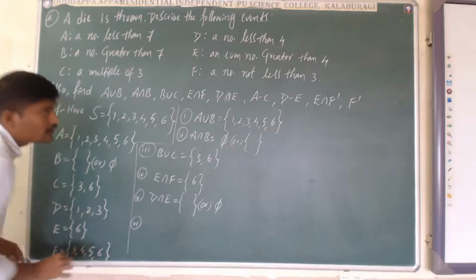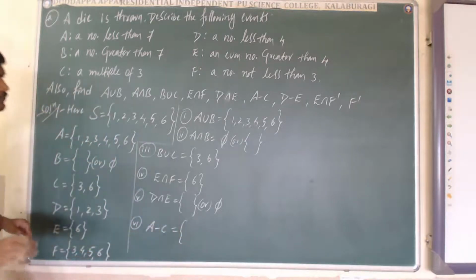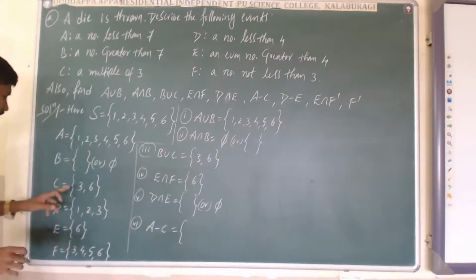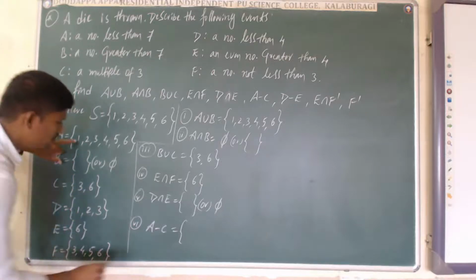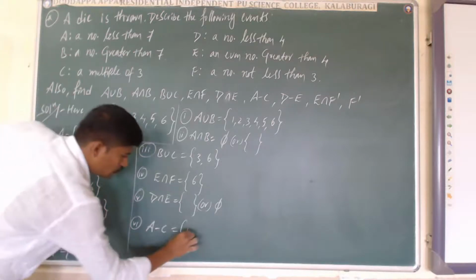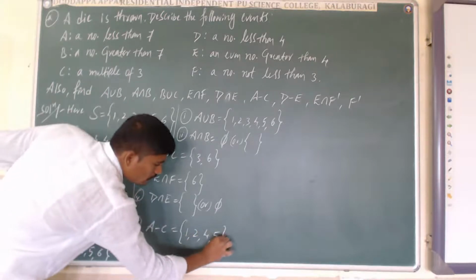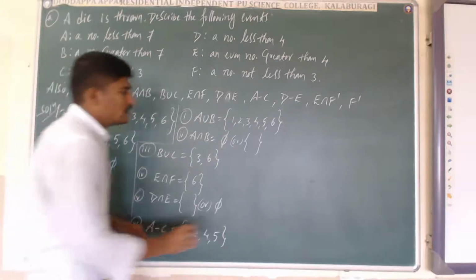Next, the sixth one, A minus C is given. A contains the elements 1 to 6, C contains 3, 6. So what are the remaining elements? 1, 2, 4, 5. These four are the elements of A minus C.